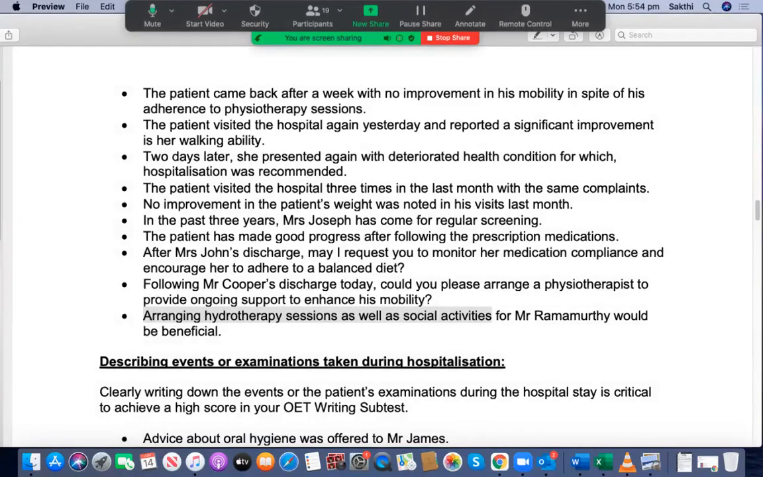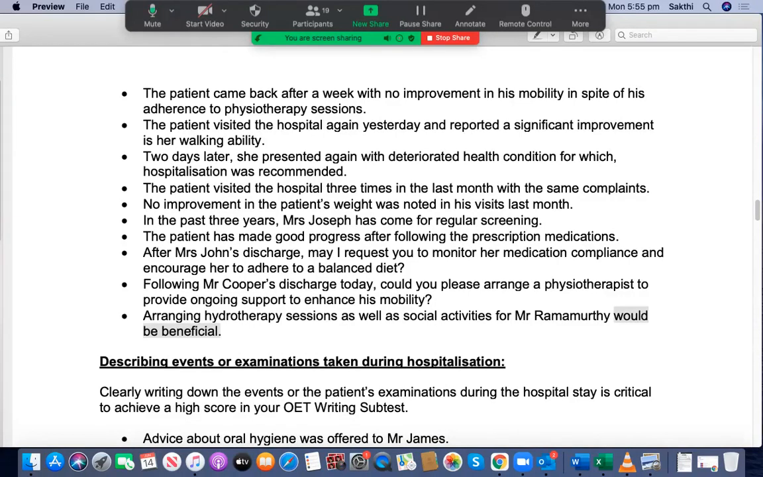All right. If you use arrange, then it's going to be a bit arrogant. You are going to order the patient, not request the patient. If you write "arrange hydrotherapy sessions as well as social activities," you're not requesting them politely, but ordering them. It's not good. So when you write arrange, then you have to remove the phrase "would be beneficial." You shouldn't write it here. Then you can write "arrange hydrotherapy sessions as well as social activities for Mr. Ramamurthy," and then put a full stop. But that's not good.